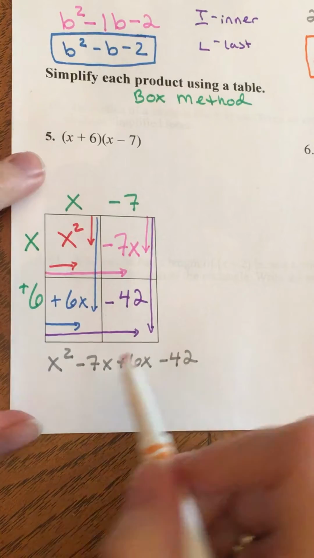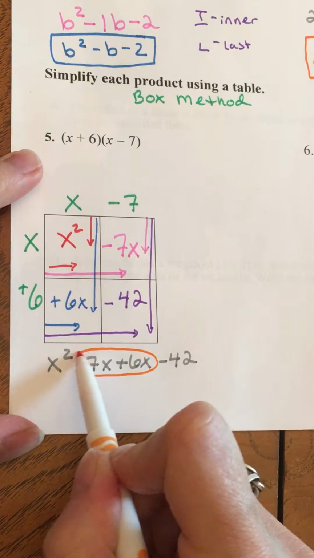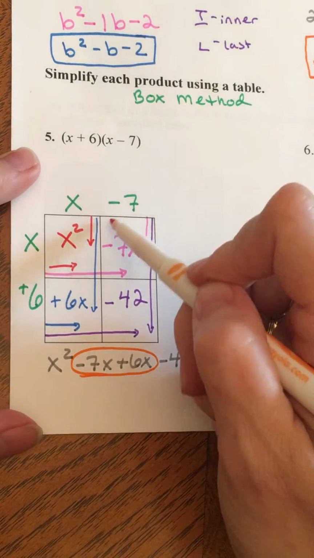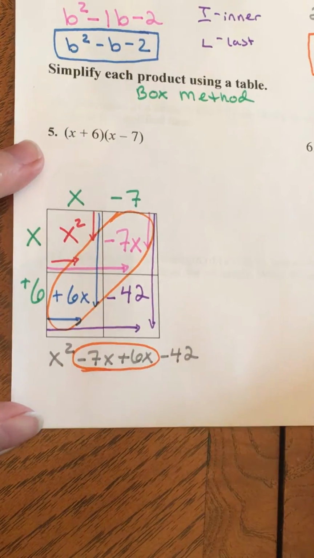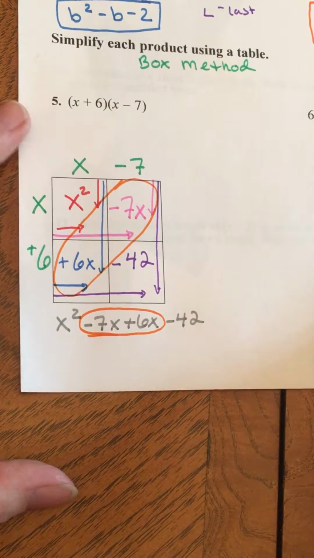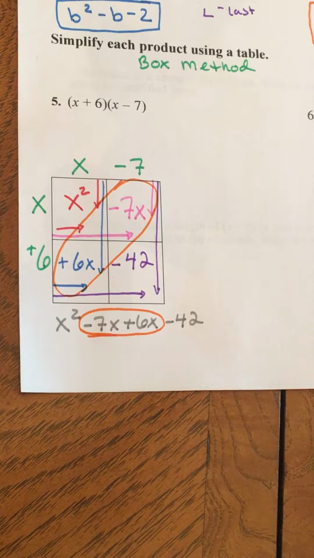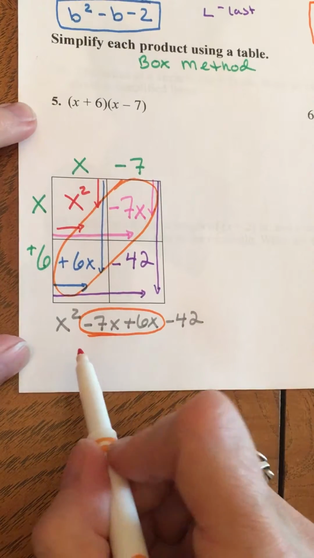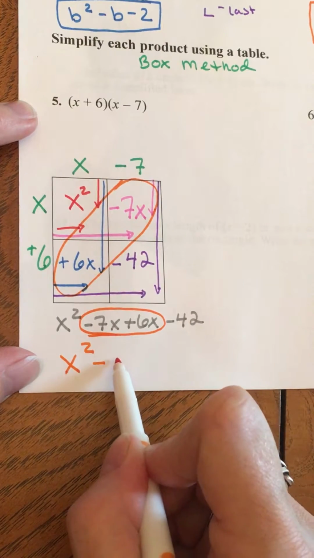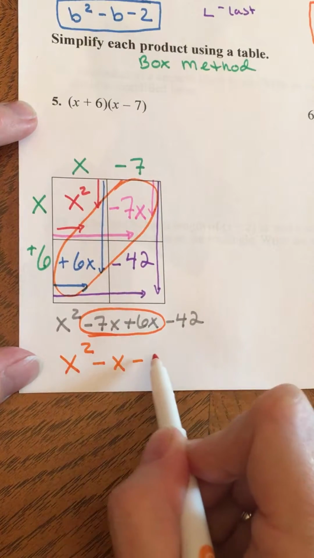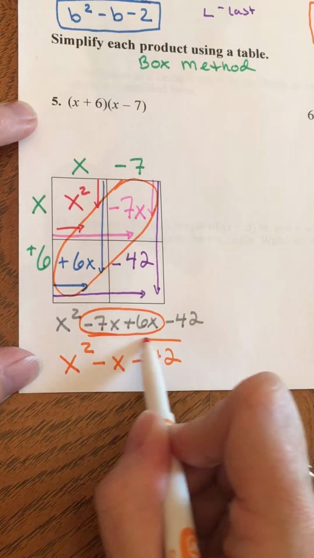Let's combine like terms. There they are in the middle. Here they are on the diagonal. This is not a multiplying dividing for combining like terms. That's just an adding and subtracting. We end up with x squared minus 1x minus 42.